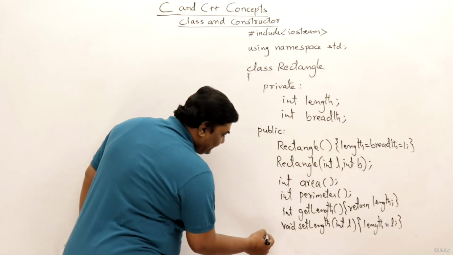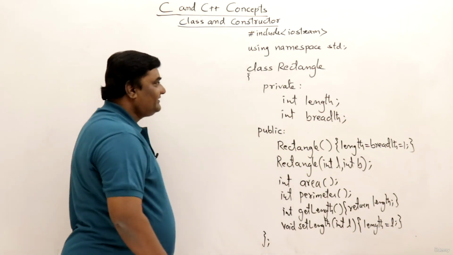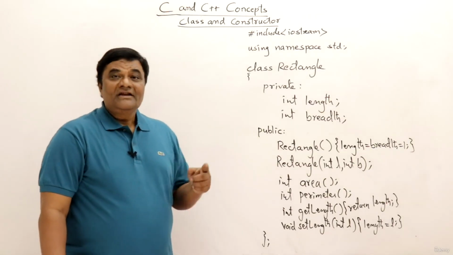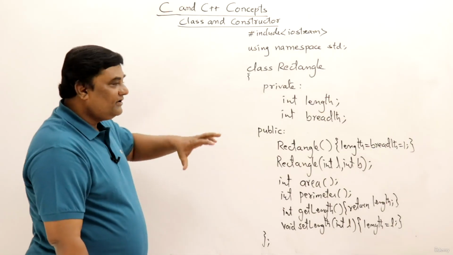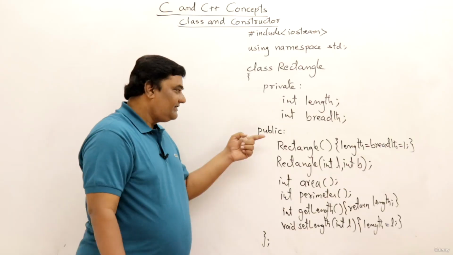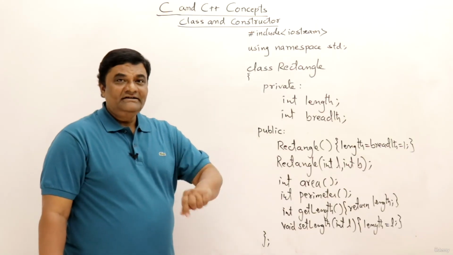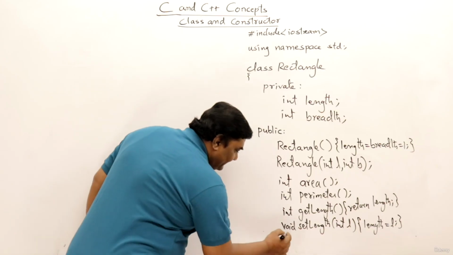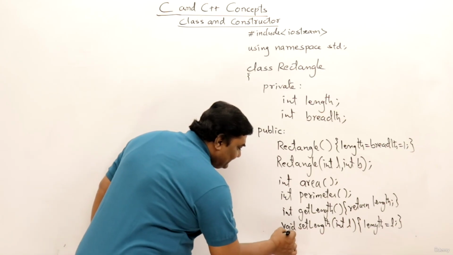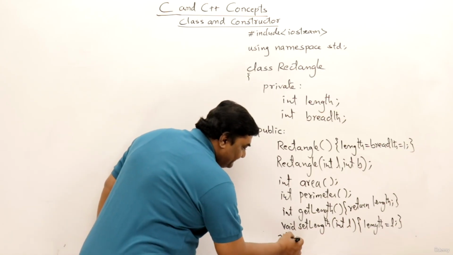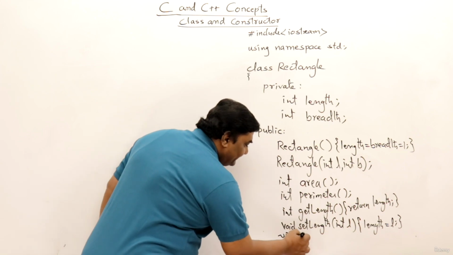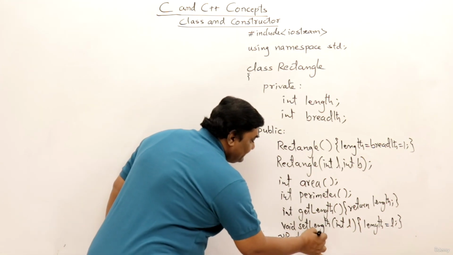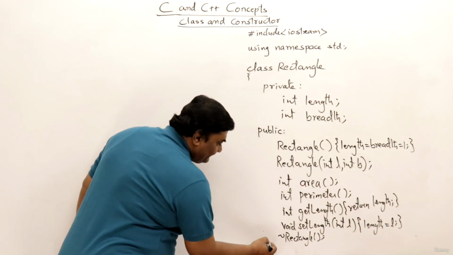So these are the functions that I need, and I don't have any destructor. I don't have to destroy anything. If you have to destroy anything, and if you have any dynamic memory allocation inside the constructor, then you can release that memory inside a destructor. So how is a destructor written? It is written using the class name with a tilde symbol. So it should have the name rectangle with a tilde symbol and no arguments at all.